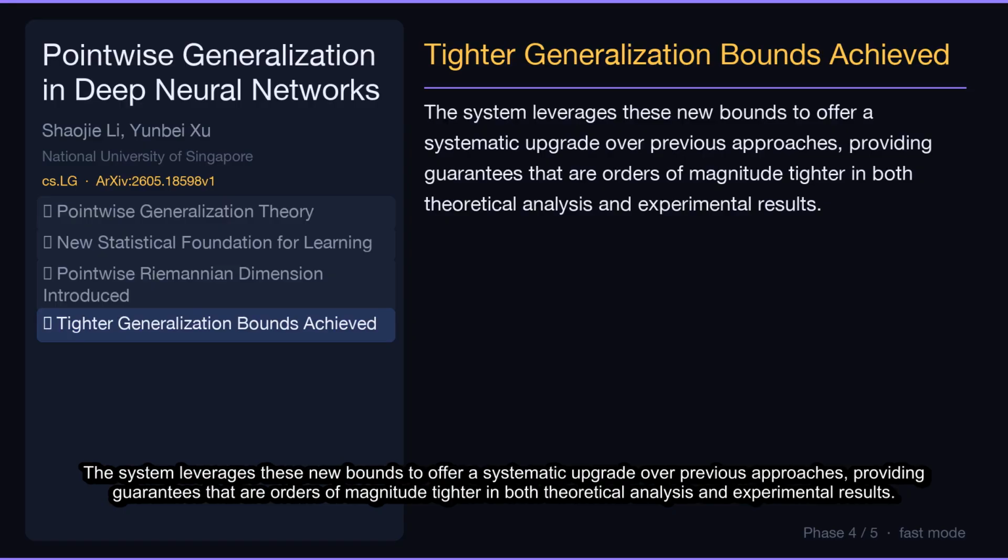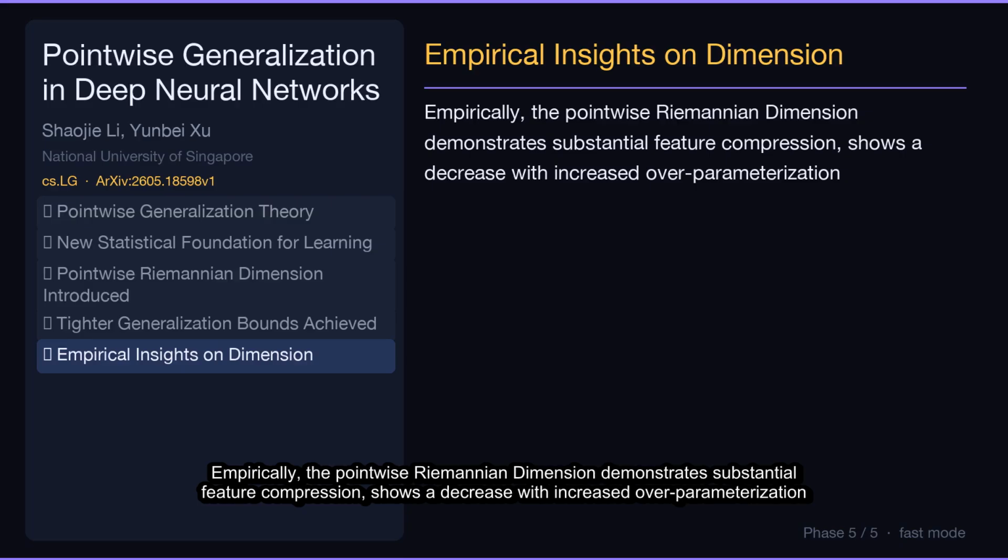The system leverages these new bounds to offer a systematic upgrade over previous approaches, providing guarantees that are orders of magnitude tighter in both theoretical analysis and experimental results. Empirically, the pointwise Riemannian dimension demonstrates substantial feature compression and shows a decrease with increased overparameterization.